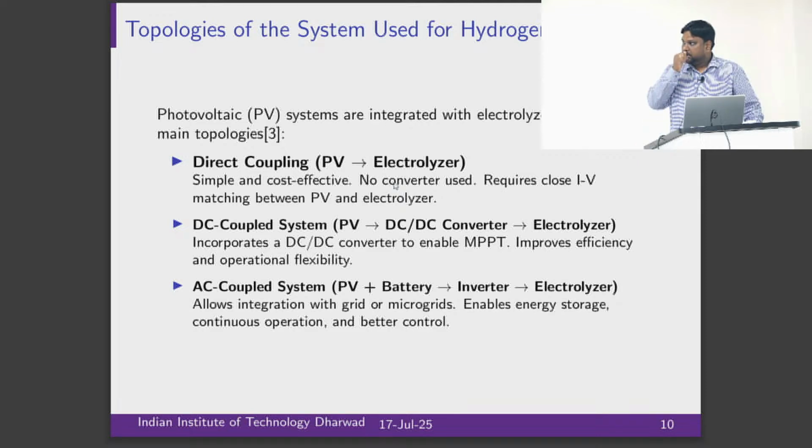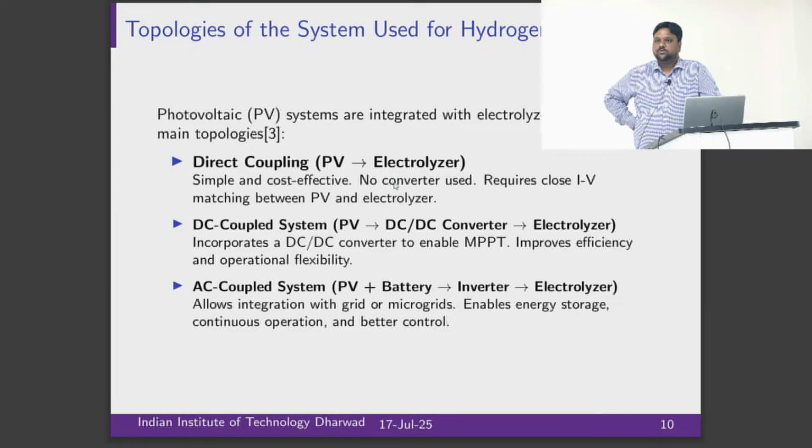Now another way of coupled system, as I am telling, is the AC coupled system. AC coupled comes when you want some kind of grid integration, or maybe what we discussed in the previous lecture, a wind energy system fed electrolyzer, because wind energy generates AC.